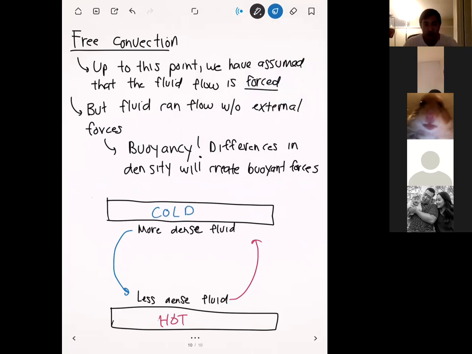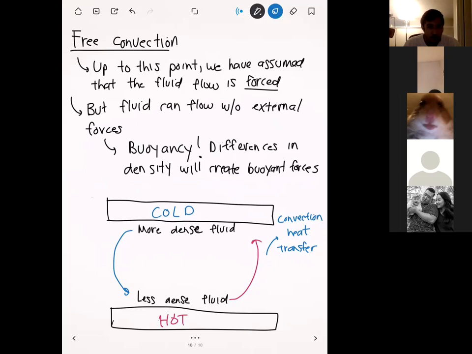That hot plate is going to heat up the fluid next to it, and by heating it up, it lowers its density, and that's going to cause it to rise, whereas the cold plate on top makes that fluid more dense, and that's going to make it fall. Because you have this circulating motion, this is going to drive some convection heat transfer. And so this whole topic of free convection is convection heat transfer that you get strictly from density differences within the fluid.